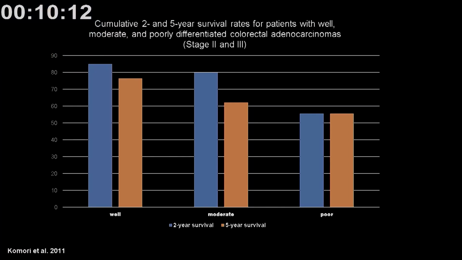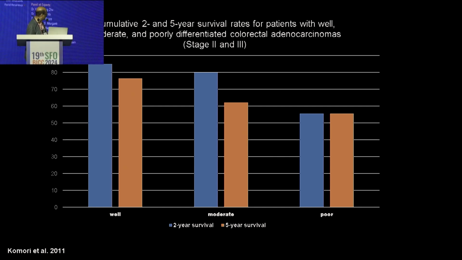Now, how does it actually help us in determining overall survival? Here, the blue one is the 2-year survival, and the brown one is the 5-year survival. So for well differentiated tumors, you can see the survival is highest, and for the poorly differentiated, the survival is lowest.